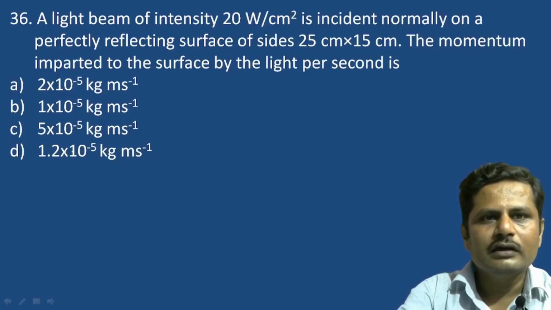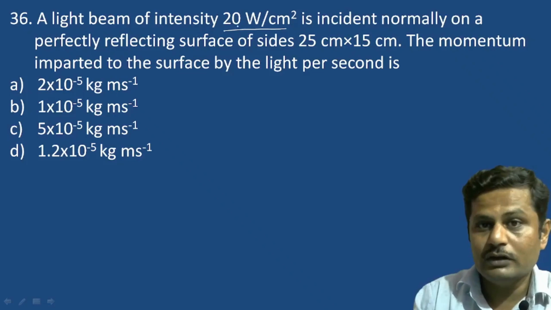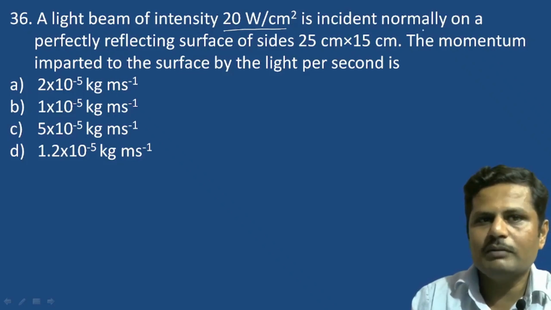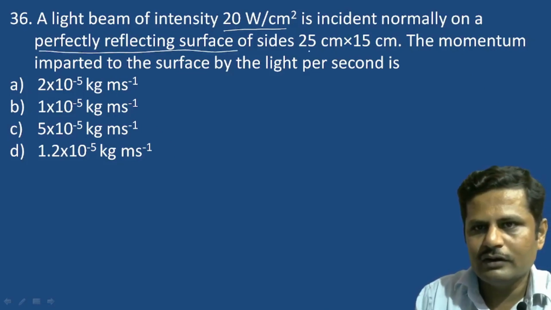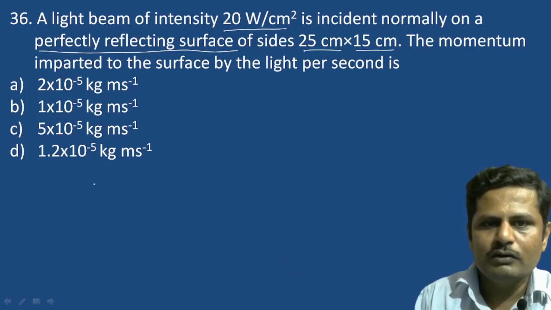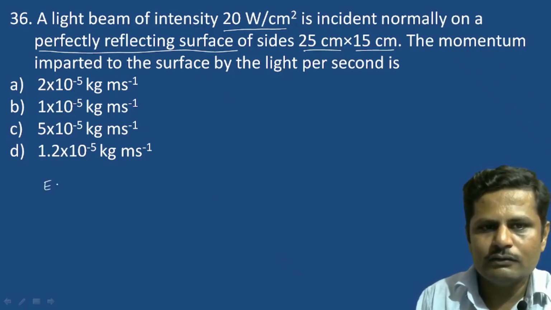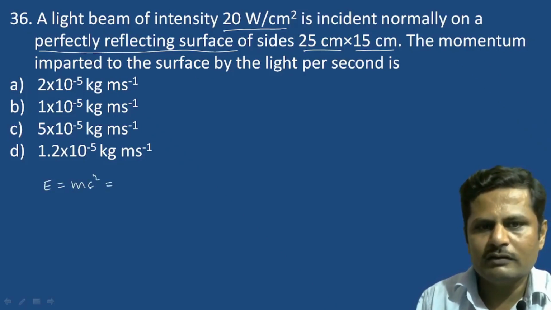That is, a light beam of intensity 20 watt per centimeter square is incident normally on a perfectly reflecting surface of sides 25 centimeter into 15 centimeter. The momentum imparted to the surface by the light per second. We know that energy equals mc square according to Einstein's equation. This can be written like this: mc into c, where mc is nothing but momentum, so momentum can be written as p equals E divided by c.